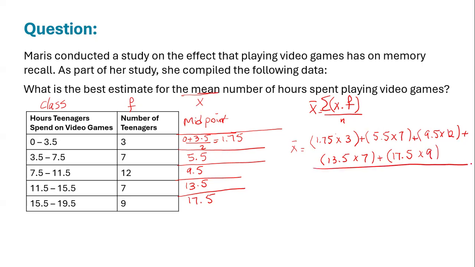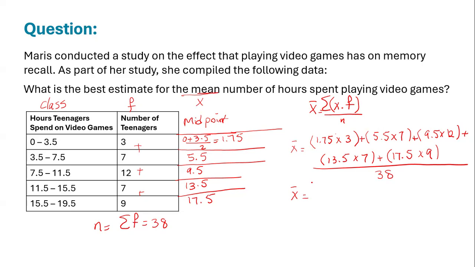And after adding all these values, we need to divide them by the number of data in this data set. And we know that the n, or the number of data, is always equal to the sum of all frequencies. If you add all these frequencies, what do we get? What is 3 plus 7 plus 12 plus 7 plus 9? It is 38. I need to divide by 38. Okay, let's see what we get for the mean.